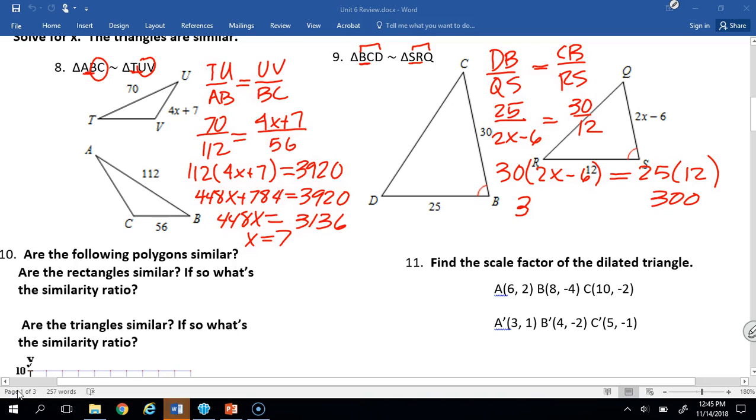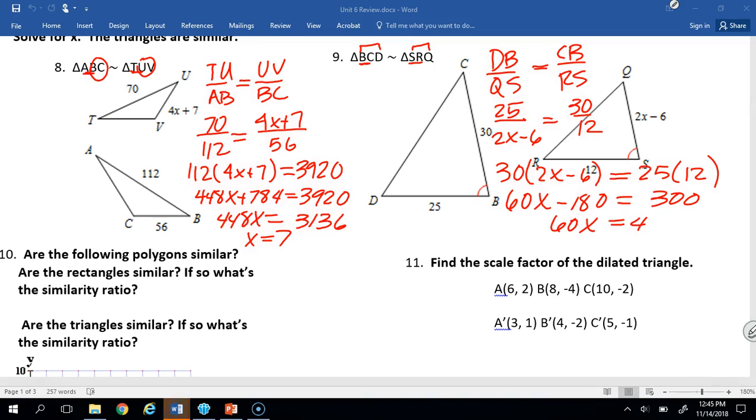This is going to be 60x minus 180. Going to add 180 to both sides, so that's going to be 60x equals 480. And 60 goes into 480 8 times, so x is equal to 8.